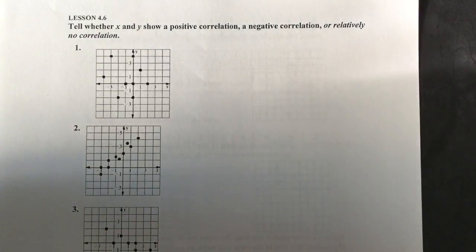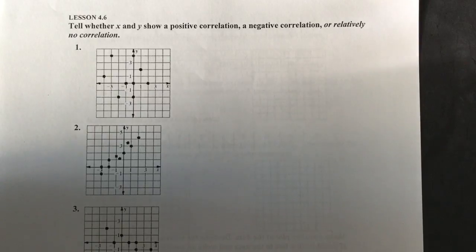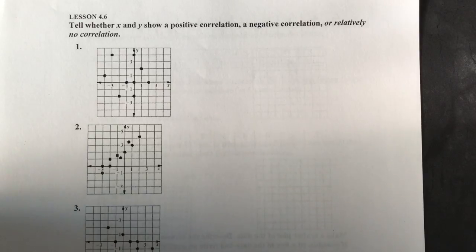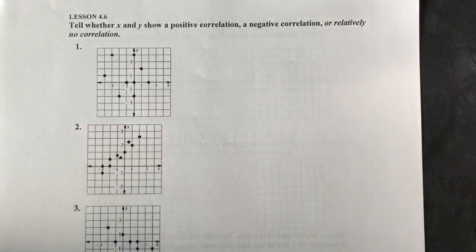Lesson 4.6 is about correlations. Correlations are trends that we see. This we use a lot in real life because nothing fits perfectly in life. Okay, I can't say nothing. Most things don't fit perfectly to an equation in life.